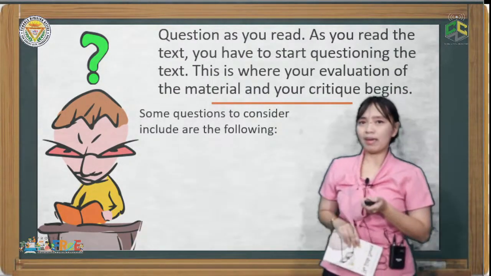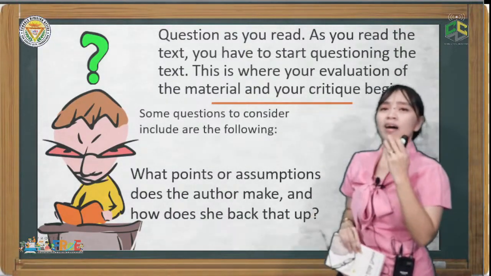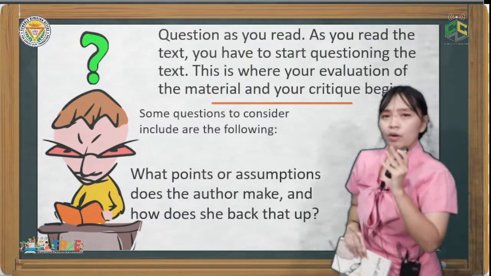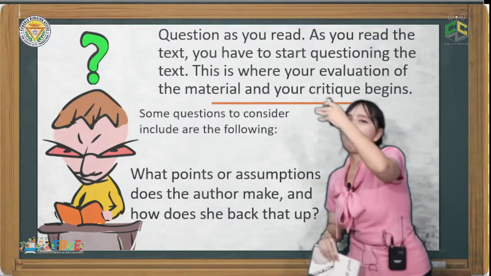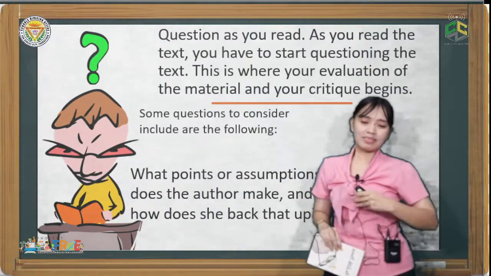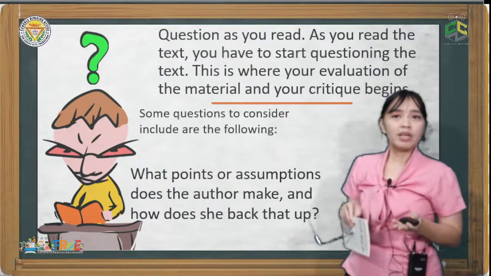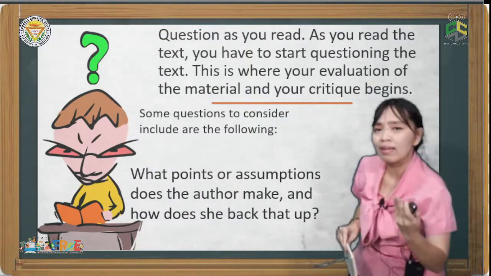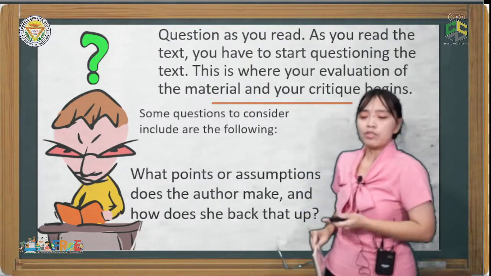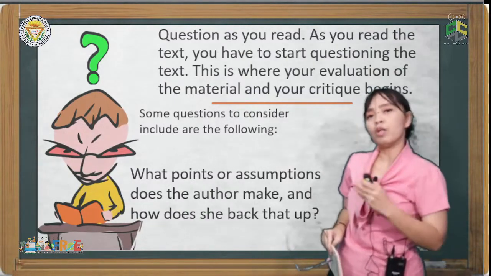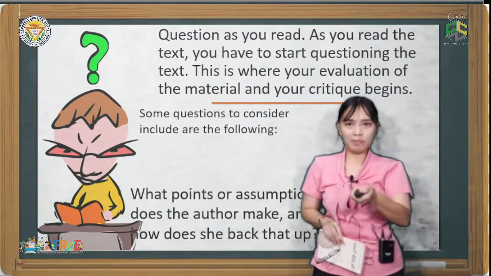And of course, the next one is, all right, I love this one. You're going to come up with the question, what points or assumptions does the author make, and how does he or she back that up, okay? So it means to say that if you are coming up with a certain viewpoint or a certain idea, you really have to come up with a supporting detail. You're going to come up with all these ideas that will aid you to make your writing more credible and more interesting on the part of the readers. So you have to ask this question too, okay?